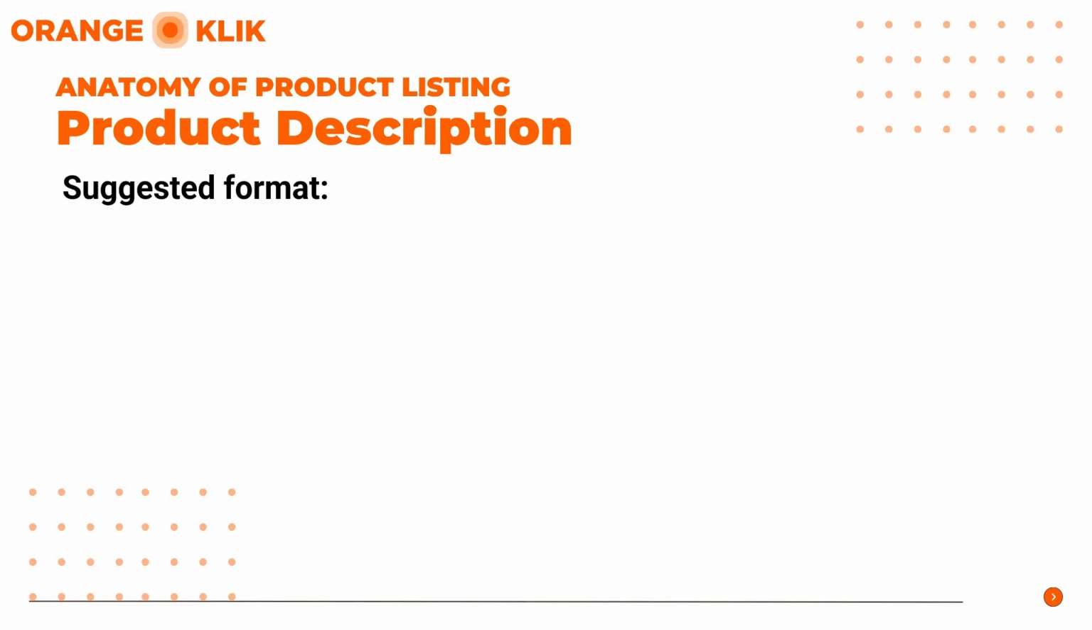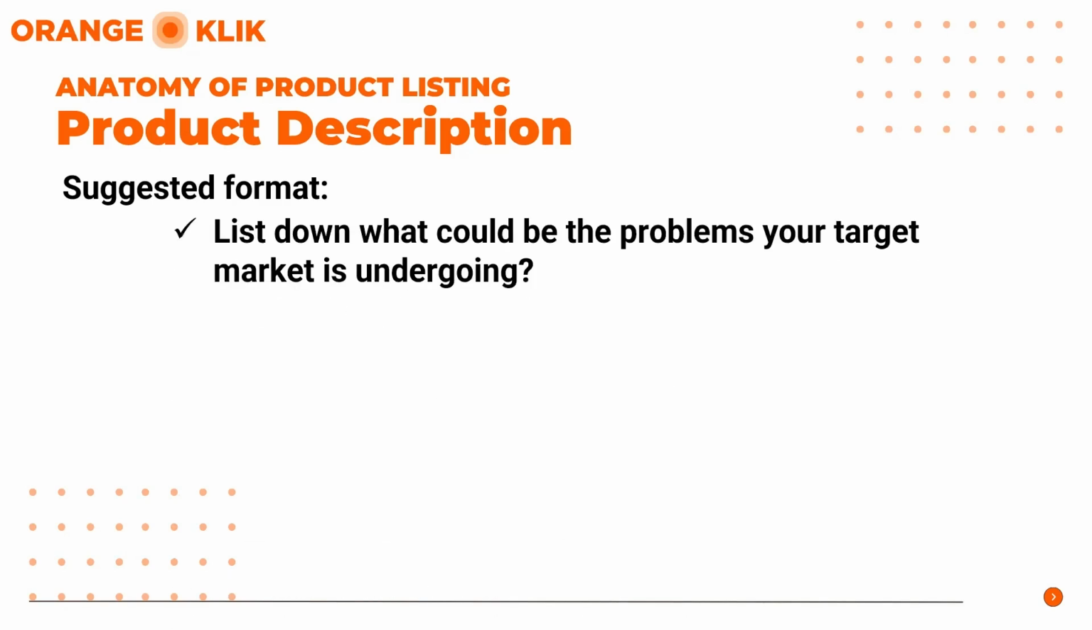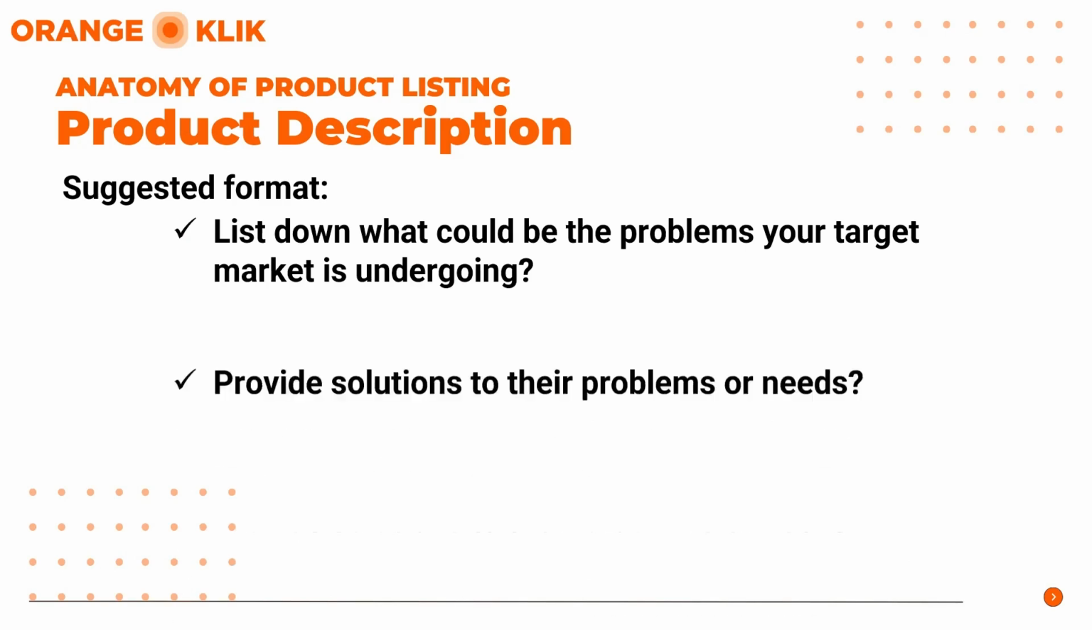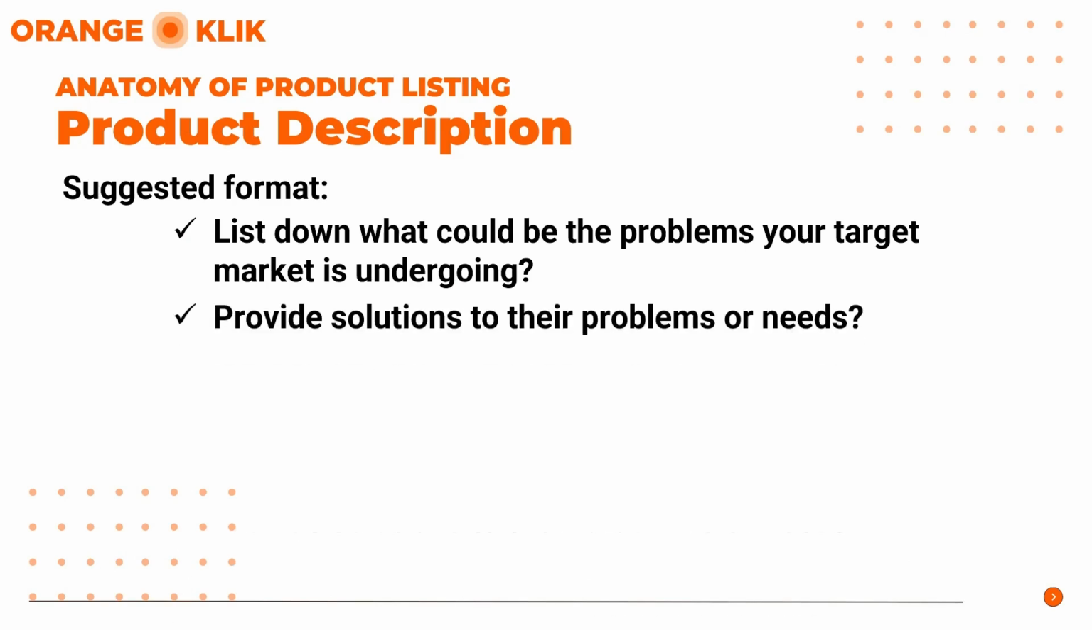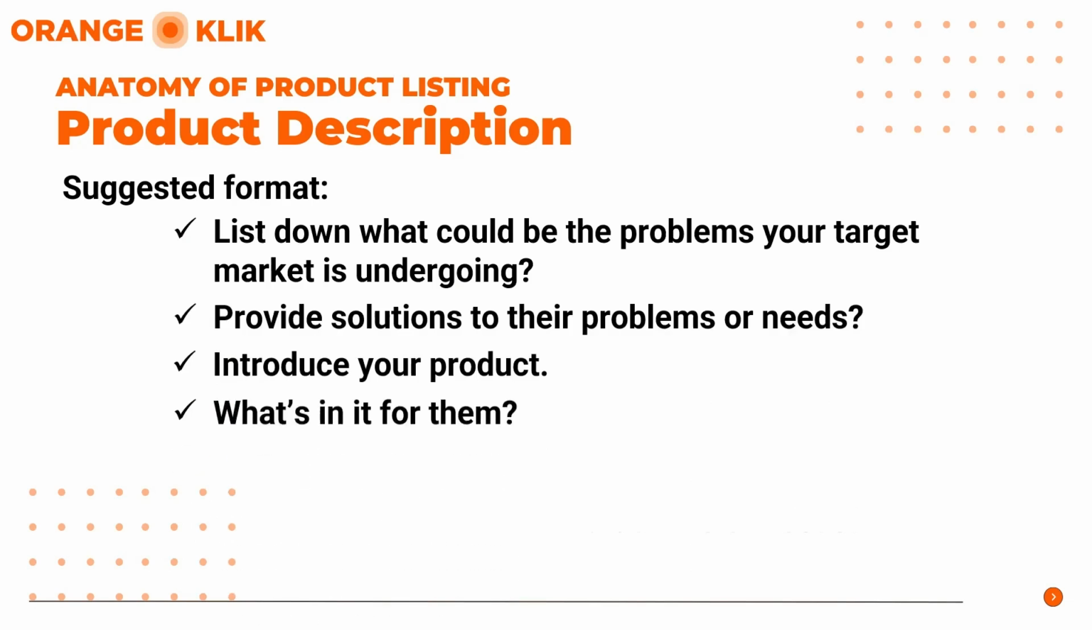So this is the suggested format for product description. You can list down what could be the problems your target market is currently undergoing. Second, you can provide solutions to their problems or needs, and now you will introduce your product. Next is to state what's in it for them. So what can they get when they purchase your product? And the last one could be a call to action. You can also check your competitors' listings and how they're doing their call to action. But this is also important when you're doing your product listing copy: the call to action.